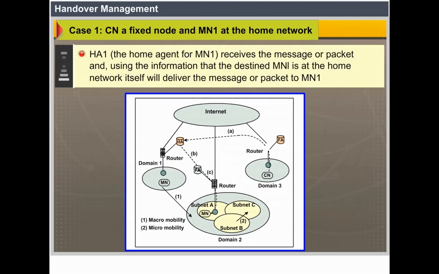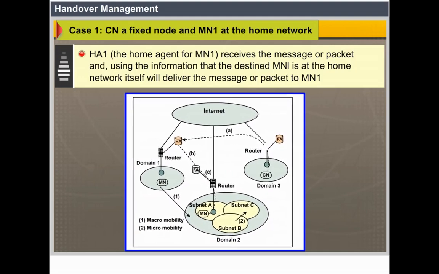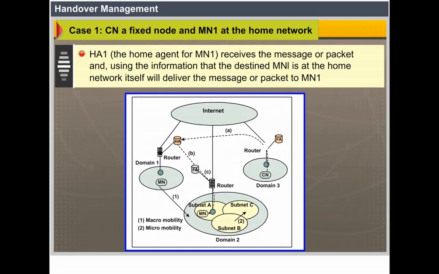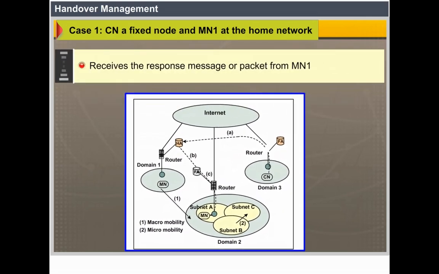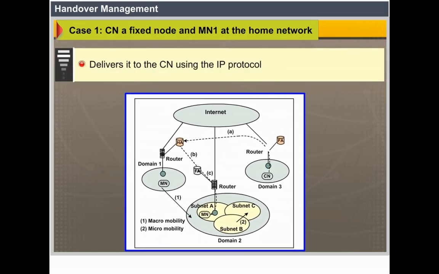HA1, the home agent for MN1, receives the message or packet and, using the information that the distant MN1 is at the home network itself, delivers the message or packet to MN1. It receives the response message or packet from MN1 and delivers it to the CN using the IP protocol.